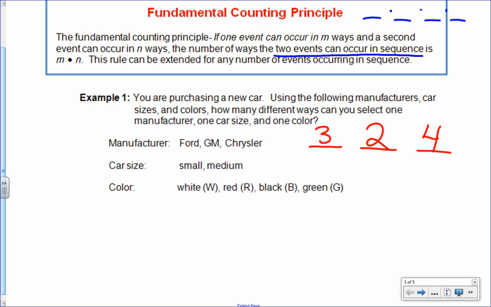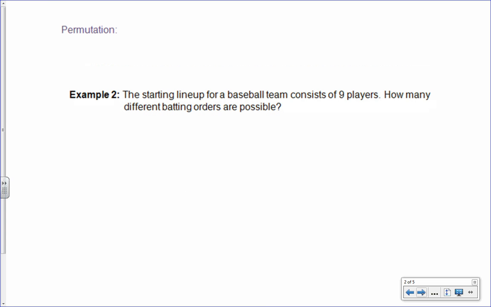No, because you have to multiply it. So 3 times 2, 6, times 4 is 24 different combinations, correct? Okay. Probably seems like a rather high number, but there are 24 different combinations that you could put together of this manufacturer, car size, and color. Any questions on that one? Okay. It helps to have had this in other classes before.